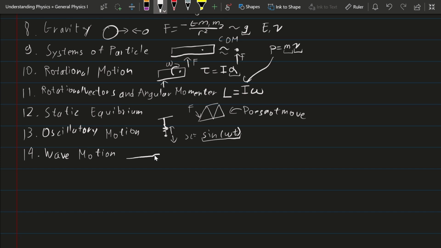particles exhibiting an oscillatory motion, you could have it form a wave, and it can be described with a wave equation of del squared of f over del x squared being equal to del squared of f over del t squared divided by the speed squared. And this is what relates every single wave.